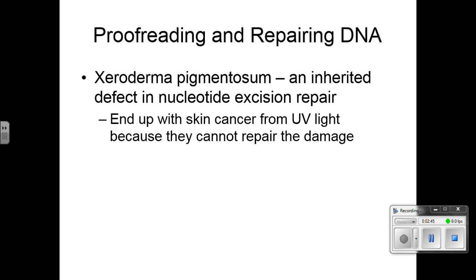Xeroderma pigmentosum is an inherited defect in nucleotide excision repair, one of those repair mechanisms for proofreading your DNA. You end up with skin cancer from UV light because they cannot repair the damage. The unique thing about this disorder is you end up with it very young. Normally an accumulation of that damage happens over a longer period of time. With this particular disorder, since your cells don't have the repair mechanisms to fix the errors, you end up with that cancer much sooner.